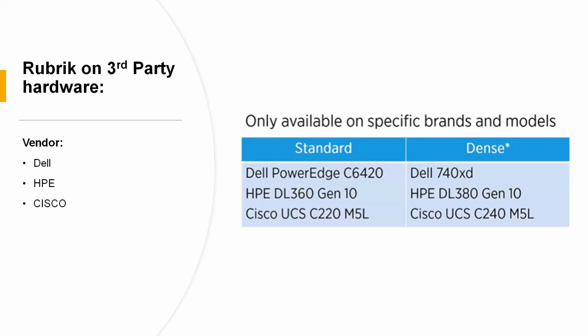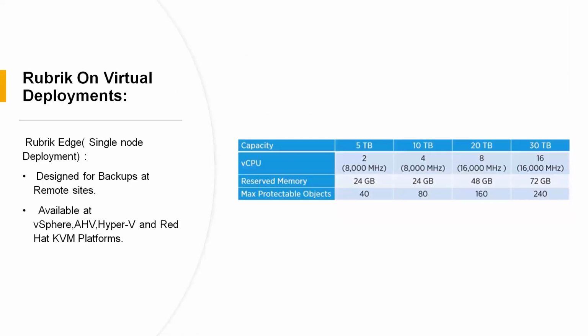Rubrik supports third party hardware also, so Dell, HPE, Cisco. This third party hardware also supports Rubrik. On virtual deployments, suppose there is an edge to be deployed, we can deploy on virtual environments like vSphere, AHV, Hyper-V, Red Hat platforms. Rubrik Edge is a single node deployment, which will have only one node, designed for backups at remote sites which have less data and low bandwidth.